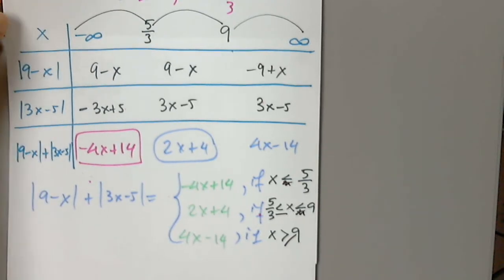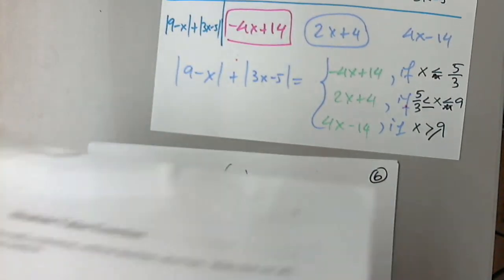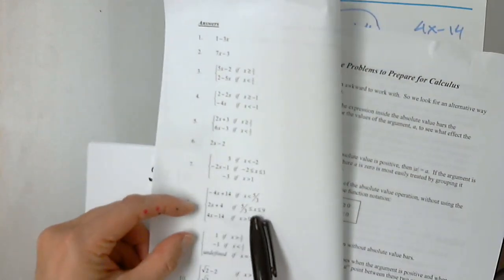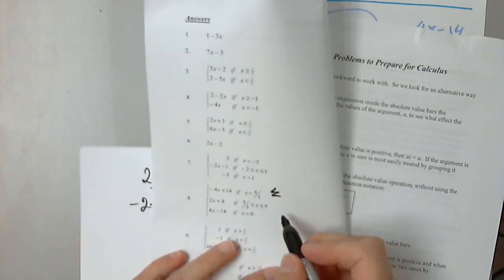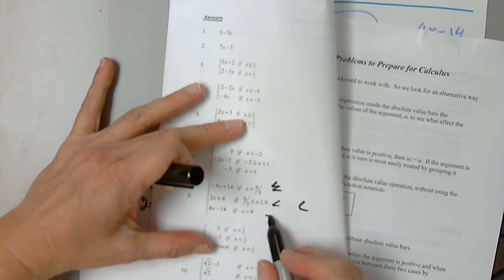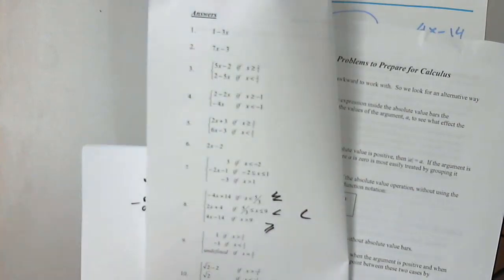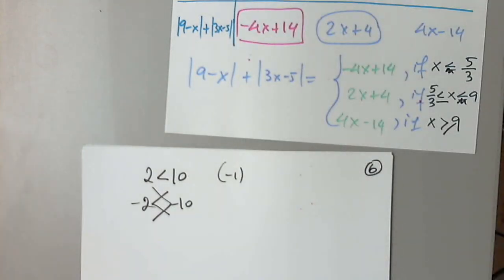So it doesn't matter. The answer is the same if you put the equal symbol here and no equal symbol at all here. You can have the equal symbol here, in the middle, and here greater than or equal to. It doesn't matter as long as you have one equal symbol for 5/3 and one equal symbol for 9.